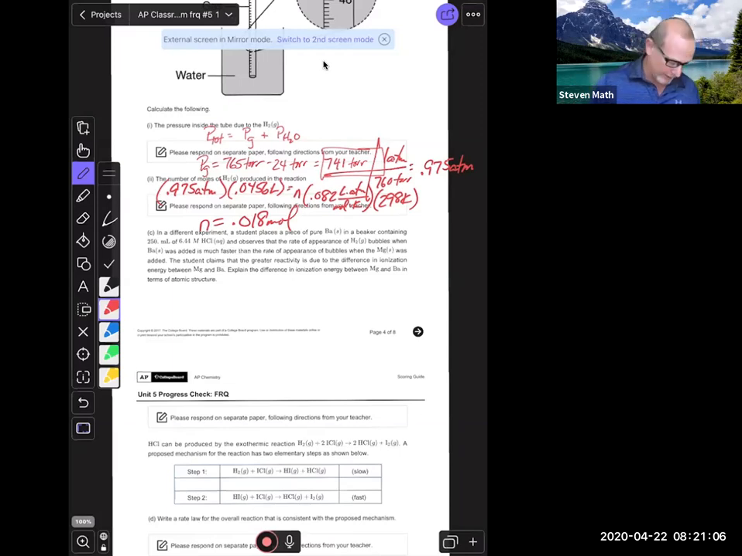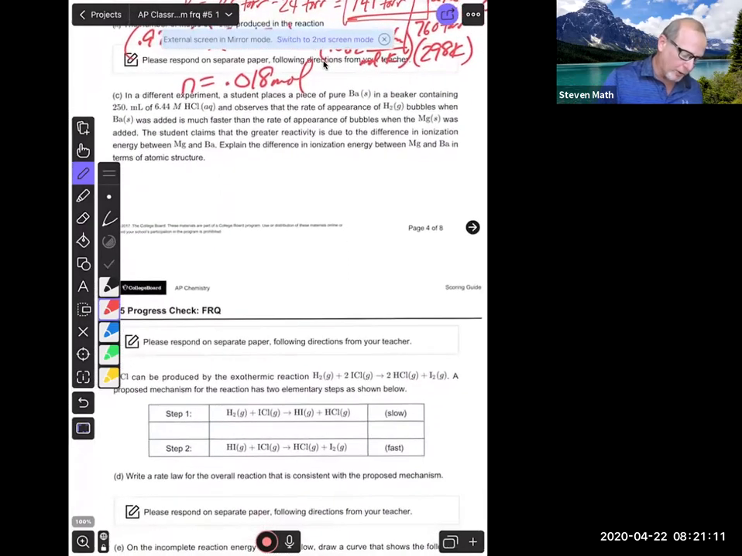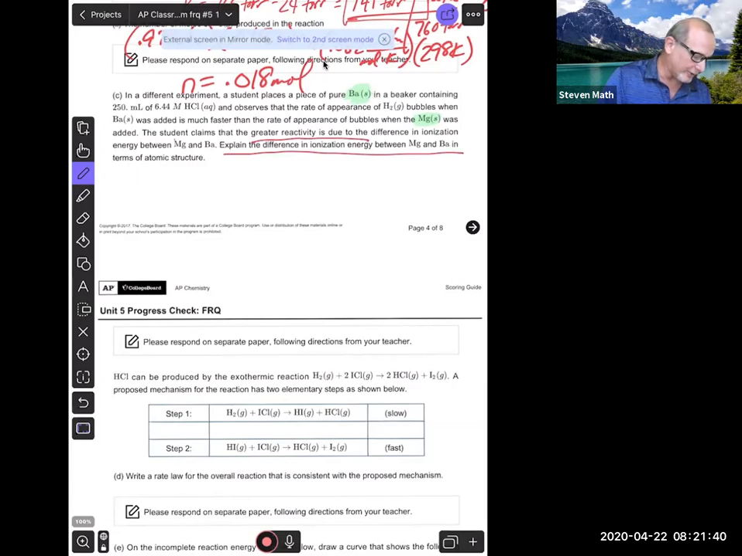C is going to bring in some bonding. And C says, in a different experiment, they're going to make the classic substitution. They're going to make a Ba instead of an Mg. Well, remember, Mg is way at the top. Ba is way down at the bottom of column 2. So what do we have? Explain the difference. There's greater reactivity. And that's due to the ionization. Why is the ionization lower?